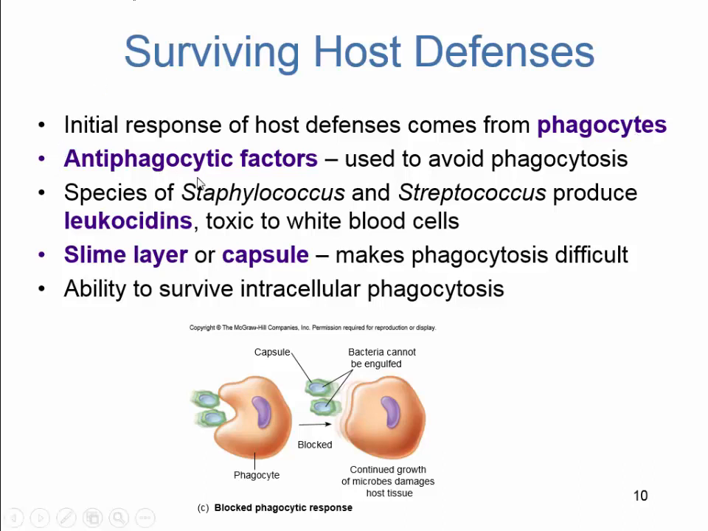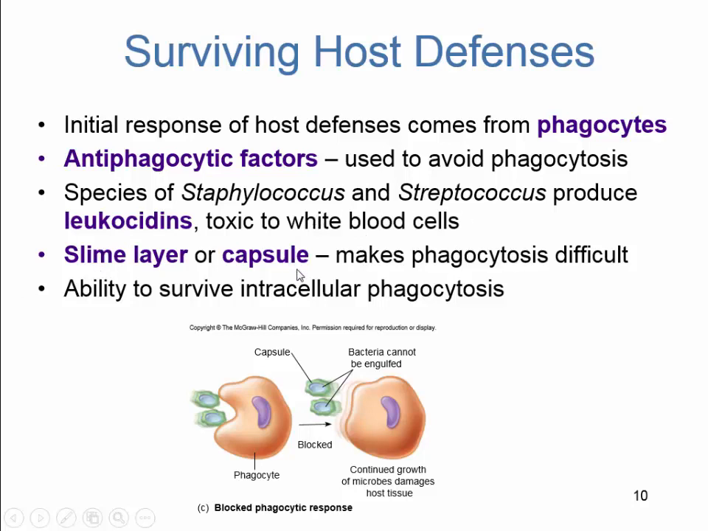And so as a consequence of this, these microbes have developed antiphagocytic factors. An example of an antiphagocytic factor would be that of a capsule. A capsule can be used to avoid phagocytosis. Then, of course, there are distinct microbes or bacteria such as Staphylococcus or Streptococcus that produce a virulence factor called leukocidins. Leukocidins are going to be very toxic to white blood cells, and so if the white blood cell comes in close association with Staphylococcus or Streptococcus bacteria, the release of leukocidins will cause the apoptosis of these white blood cells.